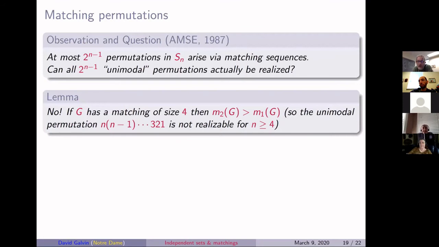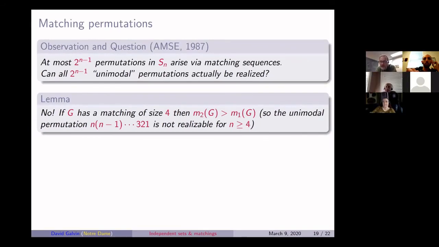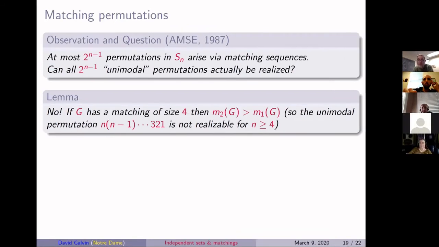And I'm not going to say a whole lot about this. I will prove one very, very simple lemma, and then I will say what the more general statement is. So here is a restriction. If you have a large matching, let's say you have a matching of size at least 4, then the number of matchings of size 2 must beat the number of matchings of size 1. So in particular, this means that the all decreasing permutation from 4 down to 3, down to 2, down to 1 is not realizable. You must have 2 appearing after 1 if n is at least 4.